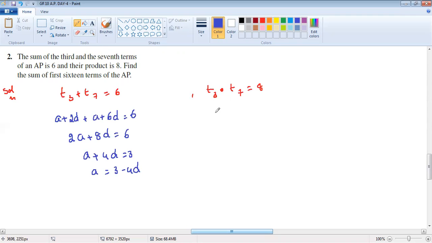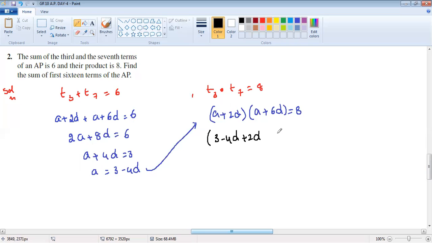Then T3, already we know, stands for A plus 2D, and T7 is A plus 6D, which is equal to 8. Now what I'm going to write is the substitution method. When I substitute the A value, it becomes 3 minus 4D plus 2D, then 3 minus 4D plus 6D, which is equal to 8. Now if you simplify, it becomes 3 minus 2D, and this is 3 plus 2D.